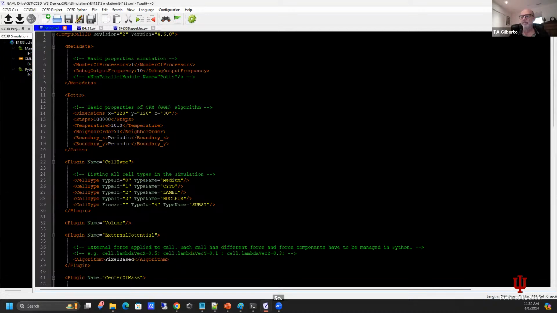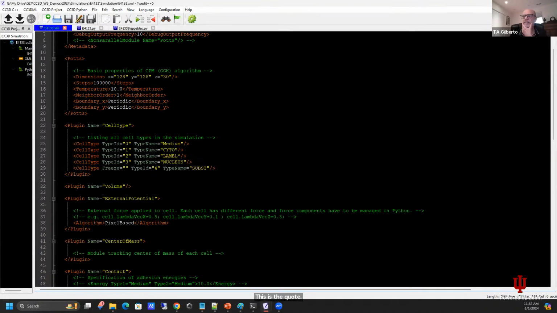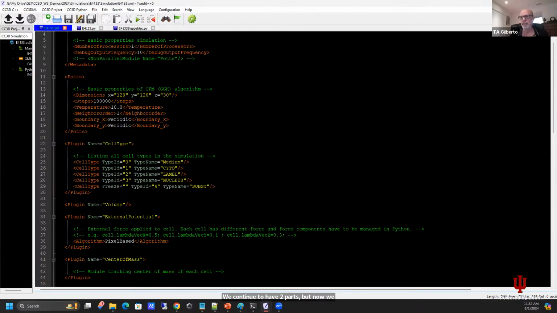Now we have 3 parts. We continue to have 3 parts, but now we are including an extra component in the simulation, which is the substrate. The substrate is something where the cell is attached to, and for example, you can play with the substrate to see how the cell moves on different substrates.